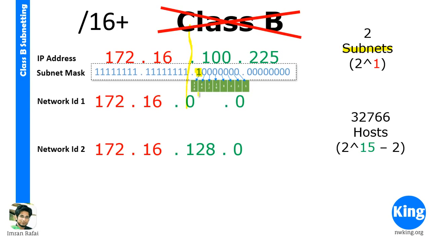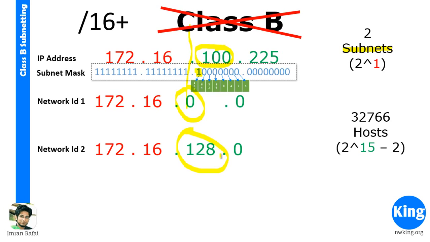How do we get the second network ID? The second network ID is got by adding the place value of the last one. The place value is 128. Now this is the critical bit. In class C, we added that to the last octet. Why did we do that? Because that last one was part of the last octet. In this particular case, the last one is part of the 3rd octet. So we would be adding that 128 to the 3rd octet. So the first network ID is 172.16.0.0, the next network ID is 172.16.128.0. See, this last one was part of the 3rd octet, so we added that place value to the 3rd octet.